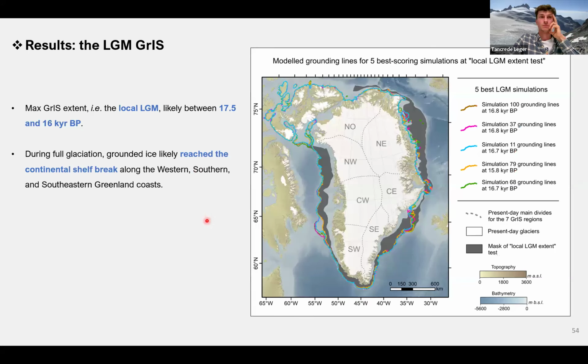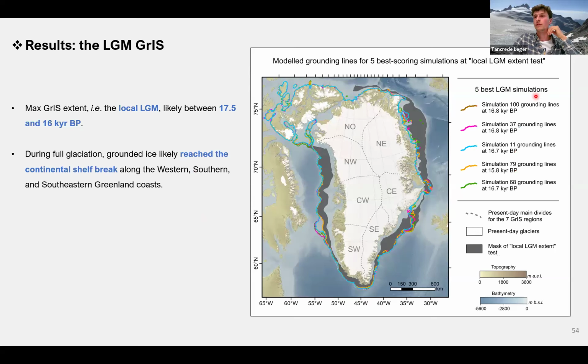Another thing that we learned from this model is that during the full glaciation, Greenland ice likely reached the continental shelf break along the western, southern, and southeastern Greenland coasts. This is not new stuff. It's not a big surprise, but it's good to see the model produces it quite easily, actually.